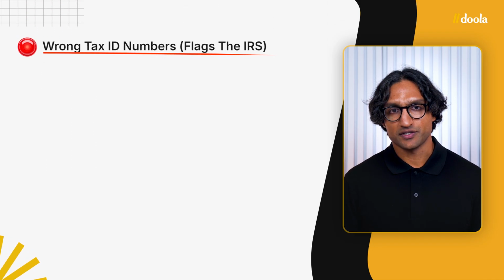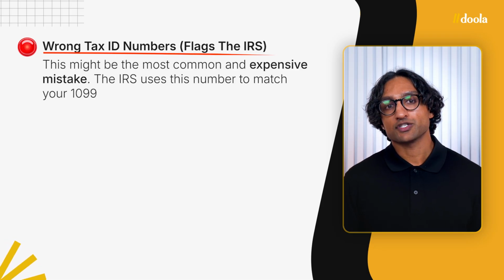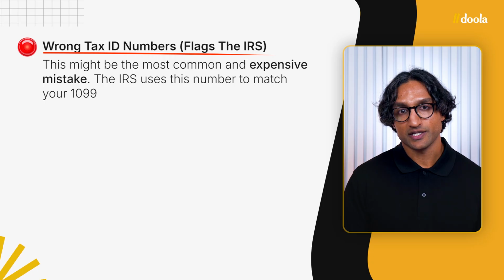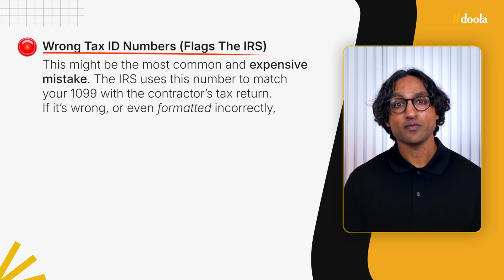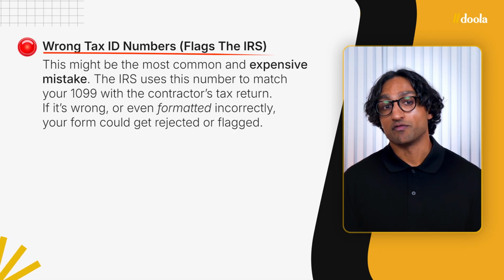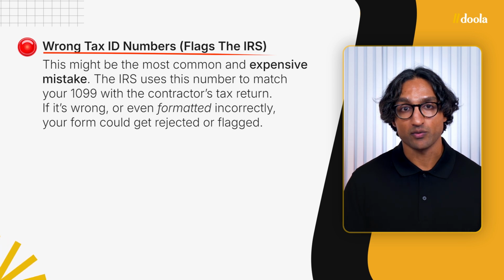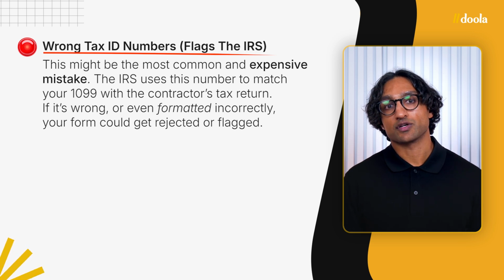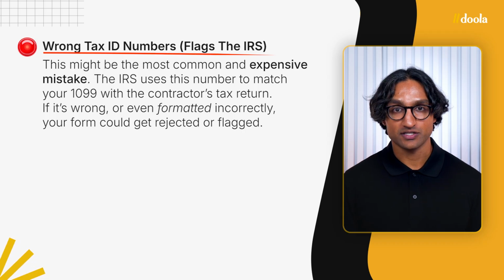Mistake 2 is wrong tax ID numbers. This might be the most common and expensive mistake. The IRS uses this number to match your 1099 with the contractor's tax return. If it's wrong or even formatted incorrectly, your form could get rejected or flagged. To avoid this, always collect a Form W-9 before paying anyone. W-9 gives you the correct name and taxpayer identification number, so you're not scrambling during tax season or guessing off an old invoice.